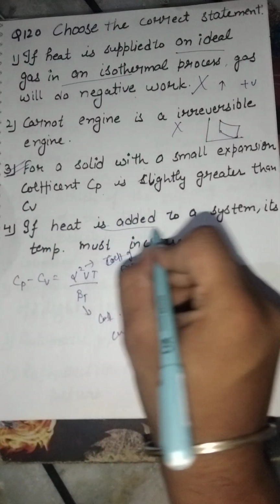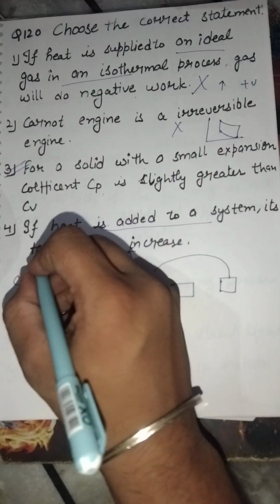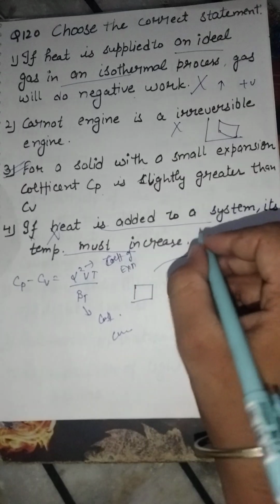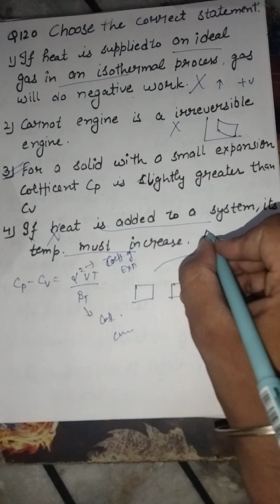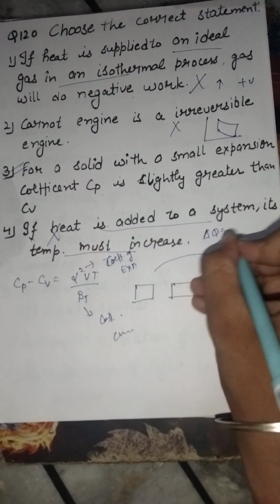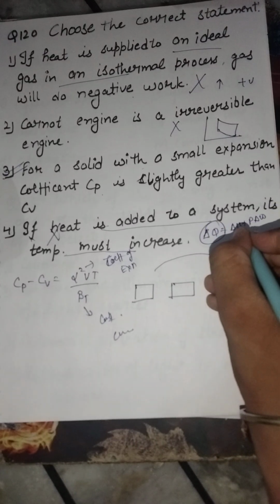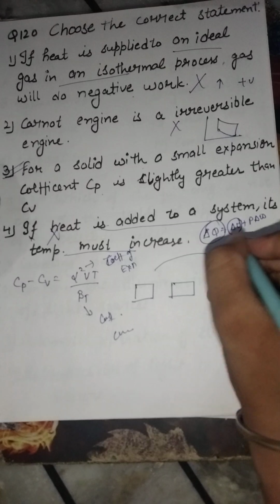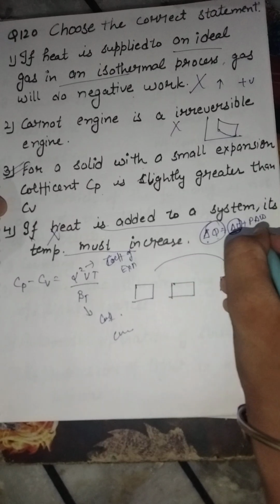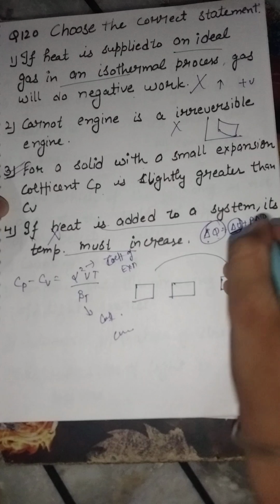If heat is added to a system, its temperature must increase. It's not true because, as we know from the first law of thermodynamics, delta Q is equal to delta U plus P delta V. When we supply the heat, it's possible that it converts into internal energy or it converts into work.